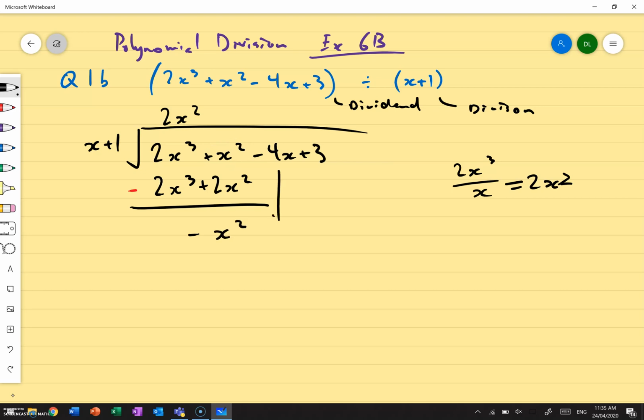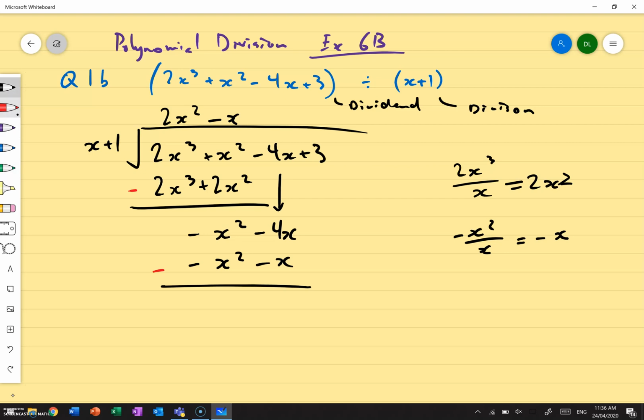Let's keep going. I bring down the negative 4x, so I write minus 4x. Now I think to myself, what do I have to multiply x by to get to negative x squared? Or otherwise I can write, what's negative x squared divided by x, which is just negative x. So I write minus x here. What's x times minus x? That's negative x squared. What's 1 times negative x? That's a negative x. Once again, I take them away. Negative x squared minus negative x squared gives me 0, so I don't have to write anything there. And then negative 4x minus minus x gives me negative 3x. I bring down the 3, plus 3.